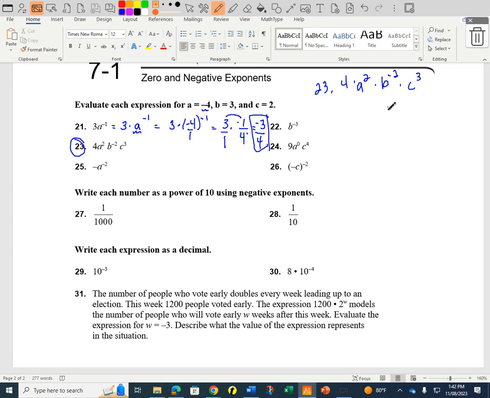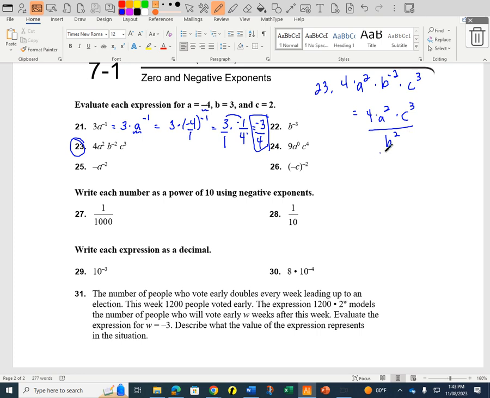Another way you could do this is we could move the negative exponent first if we want to. We could rewrite this as 4 times a squared times c cubed all over b squared. And then we don't have to flip it once there's a number in it. So there's 2 different strategies you can use.